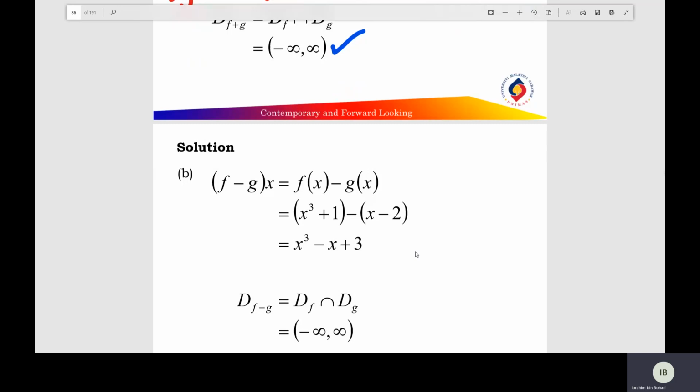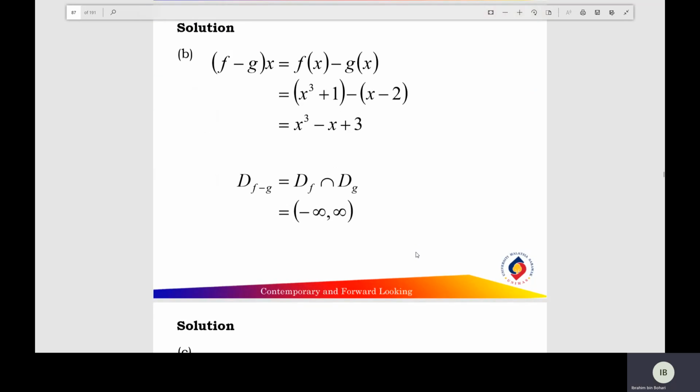Okay, question A. Question B. f(x) minus g(x). f(x) equals x cubed plus 1 minus g(x), which is x minus 2. So the answer is x cubed minus x plus 3. So here minus x and here plus 2. 1 plus 2 equals 3. And then you draw the number line, same.